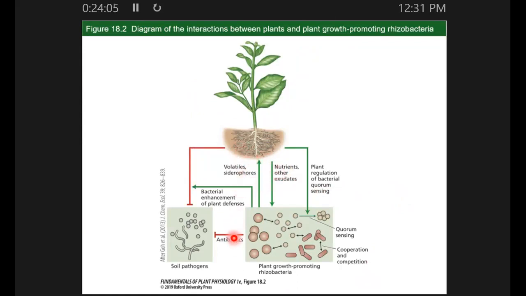So they're trying to show that you have these good bacteria, plant growth promoting rhizobacteria. That's just the umbrella term for all the good guys, in this case referring to the bacteria. And what they're trying to show here is that when they're hanging out with the plant, they can be directly trying to help the plant by producing antibiotics to reduce or kill off the plant pathogen. They've documented that really well.